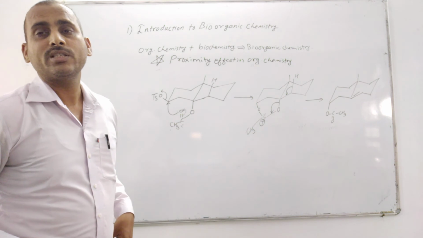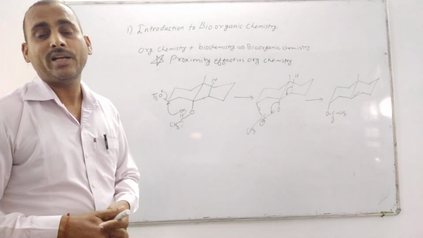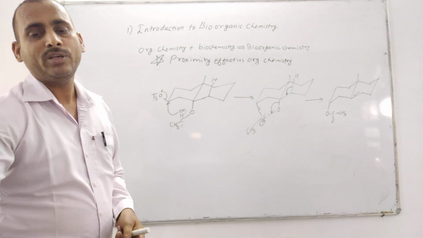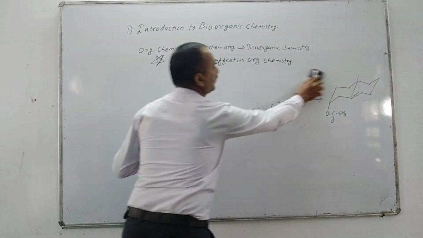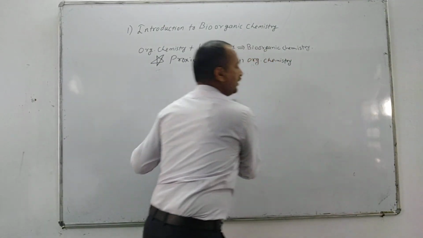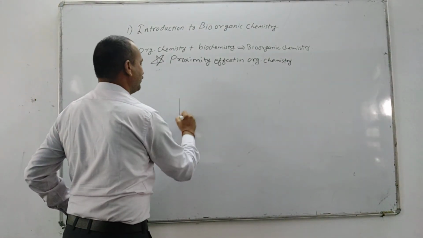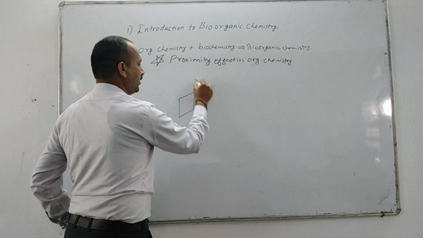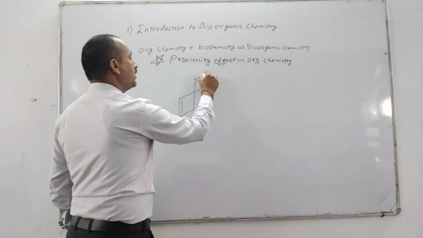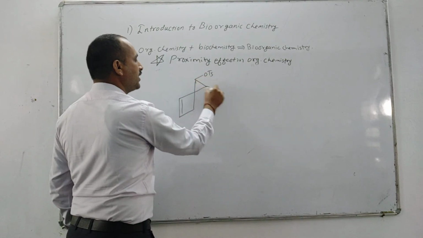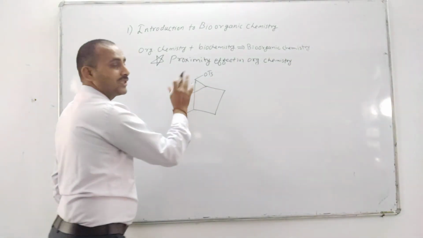anti-7-norbornyl paratoluene sulfonate. The substitution of tosylate group occurs in anti-7-norbornyl paratoluene sulfonate 10 raised to 11 times more easily when there is a syn 7-norbornyl tosylate group present. So if there is double bond and this OTs group is present here, the NGP effect occurs here, and there the OTs group is anti.